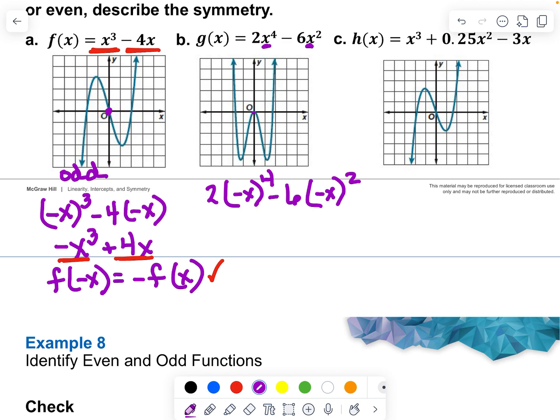Negative x to the fourth is negative x times negative x times negative x times negative x, which becomes positive x to the fourth. Negative x squared, negative x times negative x is positive x squared. So negative 6 times positive x squared is negative 6x squared. So in this case, f of negative x is equal to the function. That means that this is even.